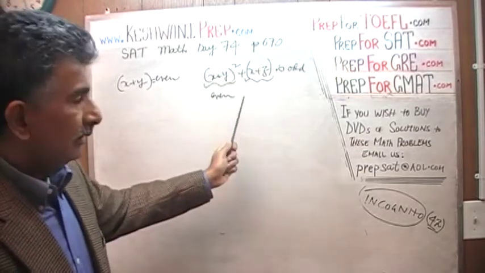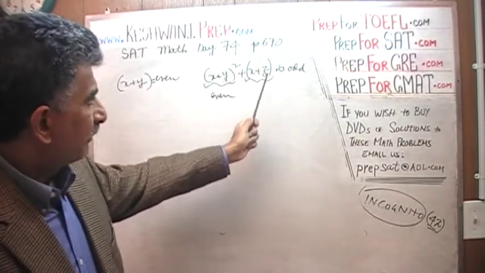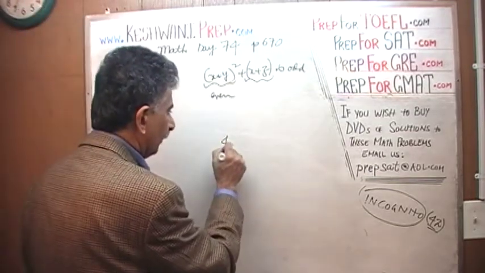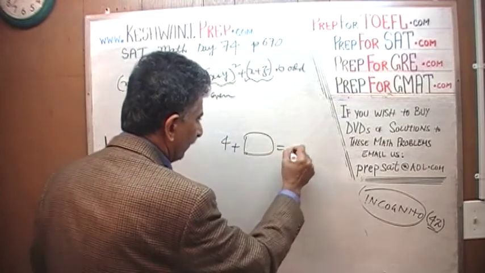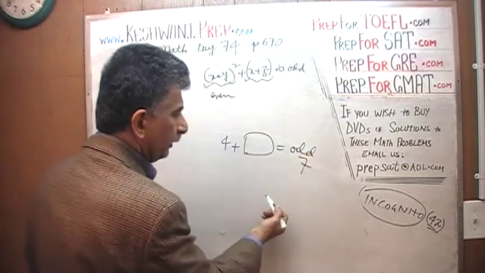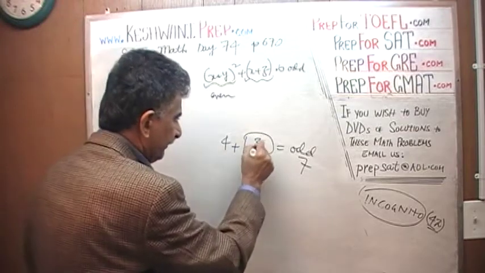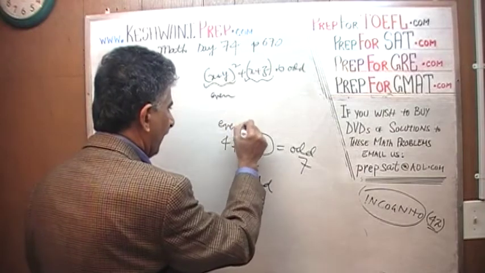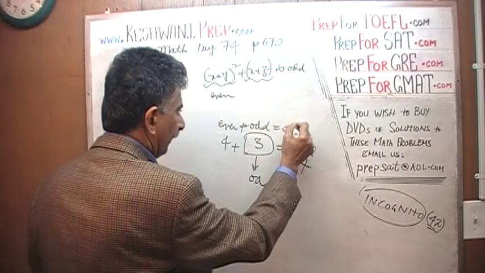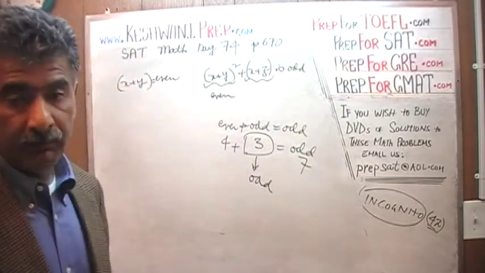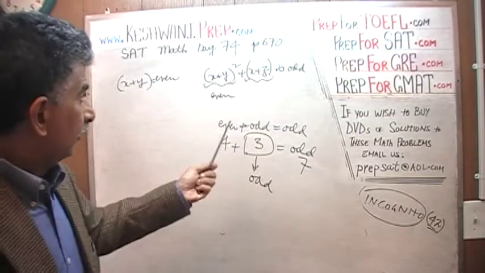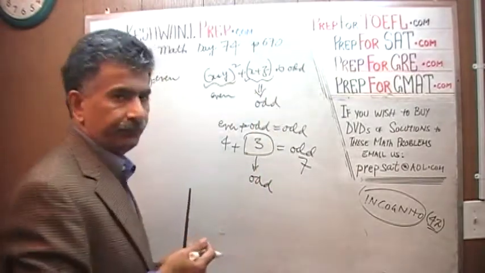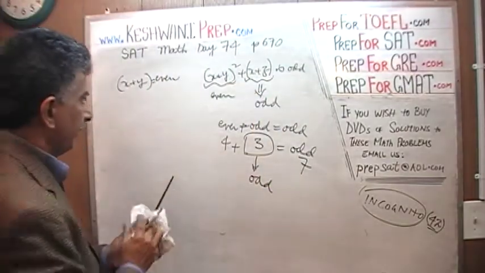If this is even, but we are told the sum of this part and that part is odd, how is that possible? If you have an even number, let's say 4, plus something equals odd, let's say 7, the only way that's going to be possible is if this is also odd. In other words, even plus odd is odd, because even plus even would have been even. 2 plus 4 is 6, which is even. That tells us that this must be odd.